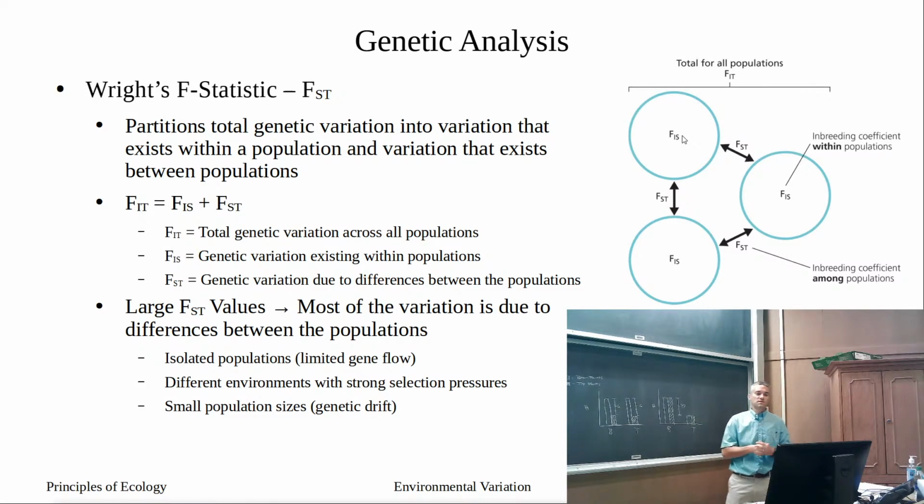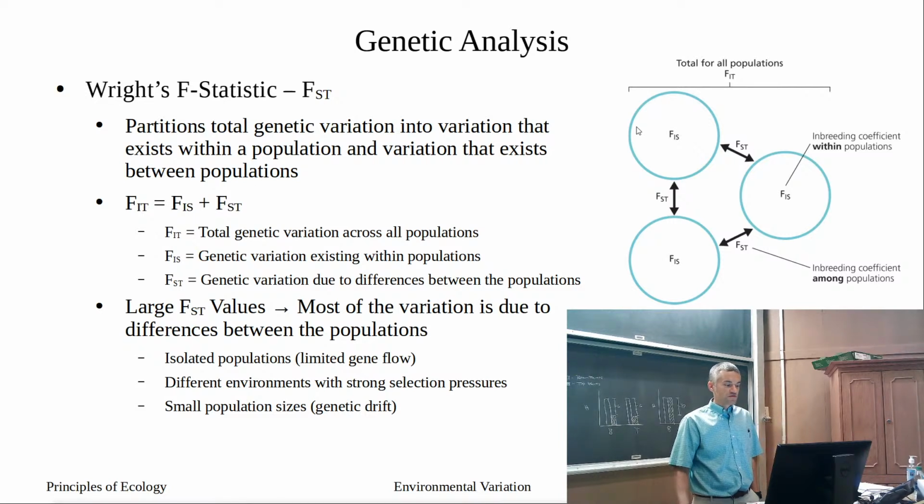Second thing that could produce this large FST value are different environments with strong selection pressures in each. So these are three different environments. Each environment has its own set of selective pressures, and they're actually exerting pretty strong pressure, which is forcing these populations to evolve to their own environments. So again, we've taken our own evolutionary path.